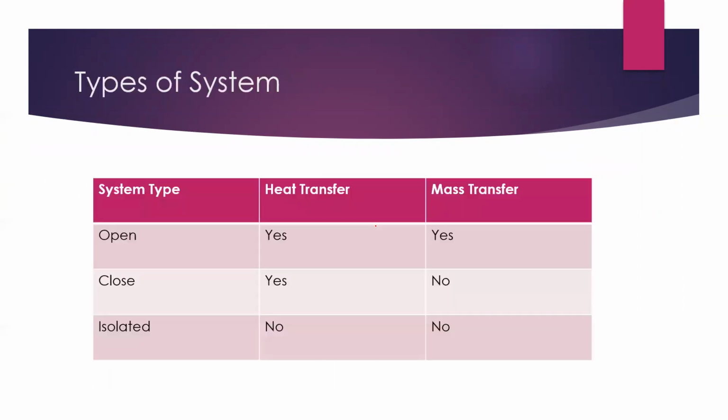All right. Types of system comprise open, closed, and isolated systems. So in an open system, heat and mass both can be transferred. Okay, both heat and mass can be transferred in case of an open system. In a closed system, only heat transfer can take place, mass transfer cannot take place. All right, and in an isolated system, neither heat can be transferred nor mass can be transferred. All right, so these are three important systems: open, closed, and isolated systems.